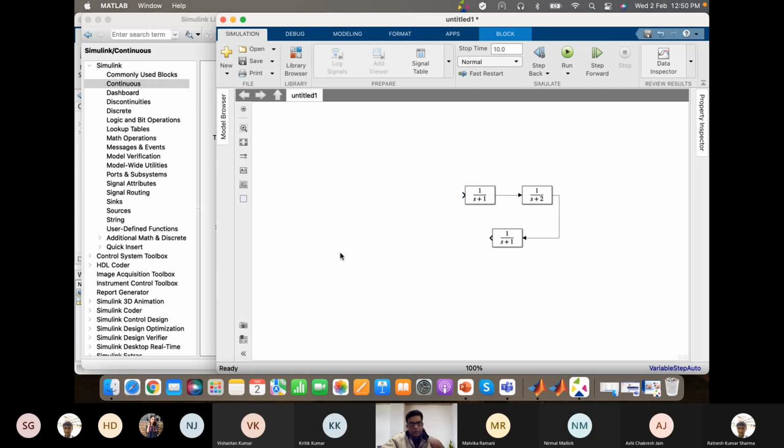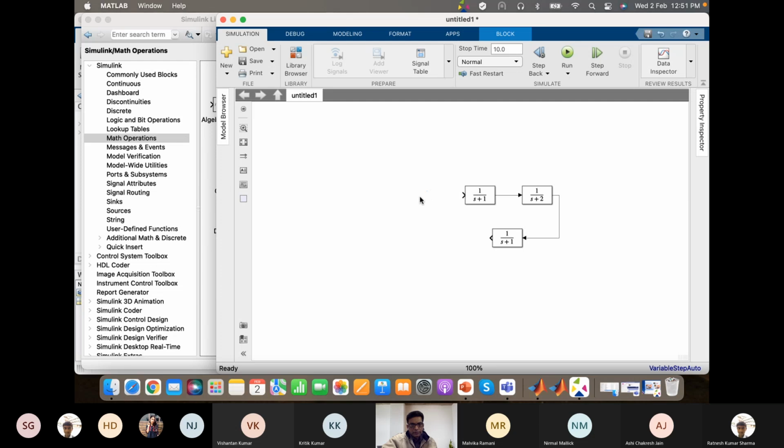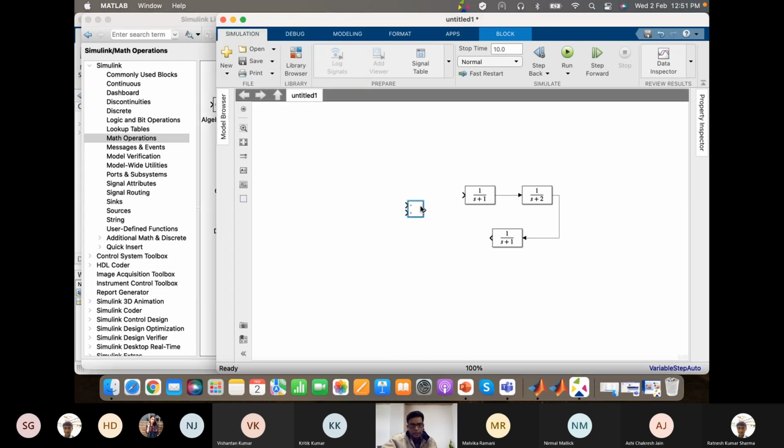But before I do that, sorry. Because I'm doing a feedback system, I'll have to go to common math operations, and I can do an addition here. I pick up this one and put it here, and then bring it here.